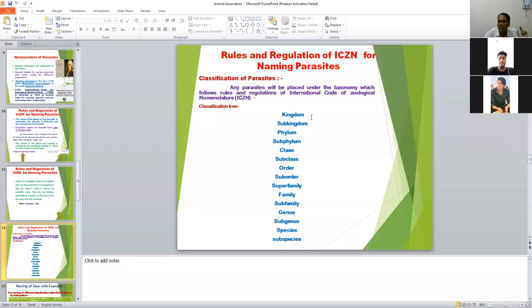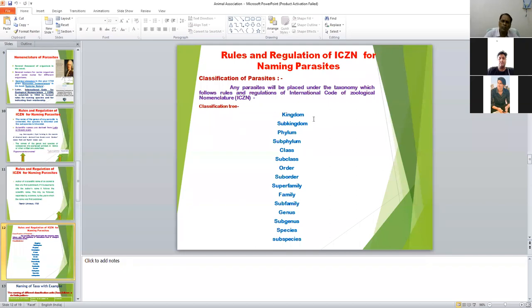And parasites are classified in a taxonomy tree. First is the kingdom of the parasite, then subkingdom, phylum, subphylum, class, subclass, order, suborder, superfamily, family, subfamily, genus, subgenus, species, and subspecies. This is the classification. According to this classification tree, different parasites are classified.